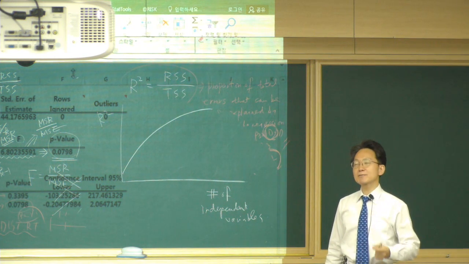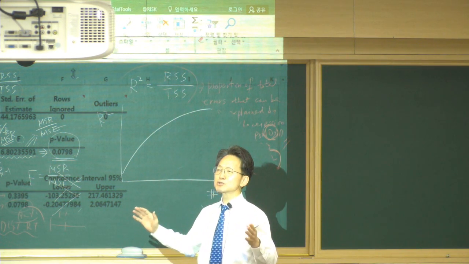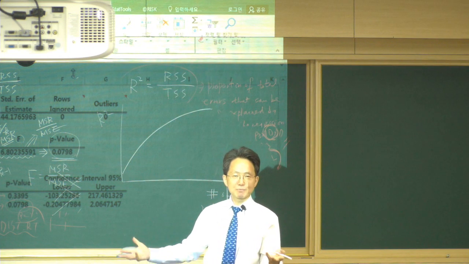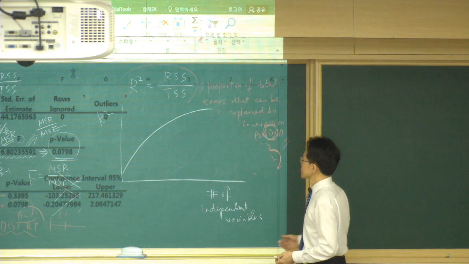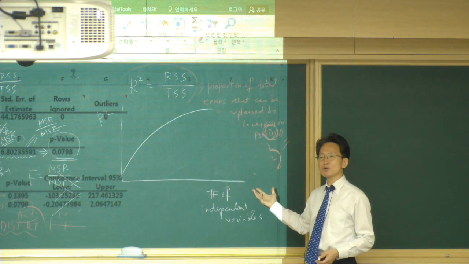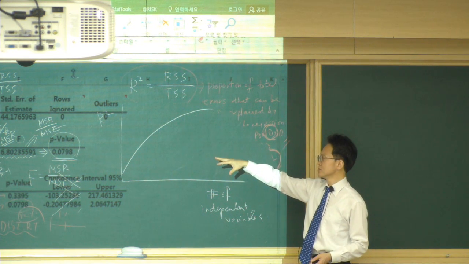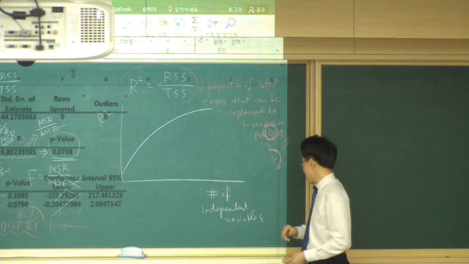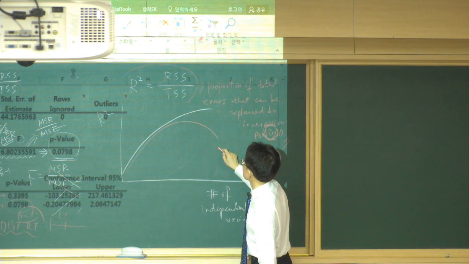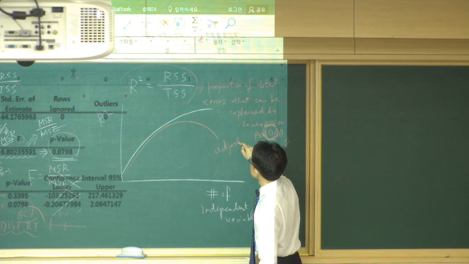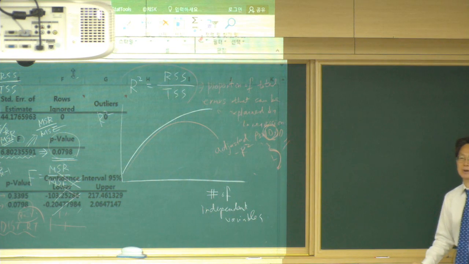But sometimes we have to ask a question like this: how many independent variables do I want to include in my regression line? You cannot go on forever. In fact, as you increase one more variable, you somehow lose your degrees of freedom. So what happens is that, that's your adjusted R squared.